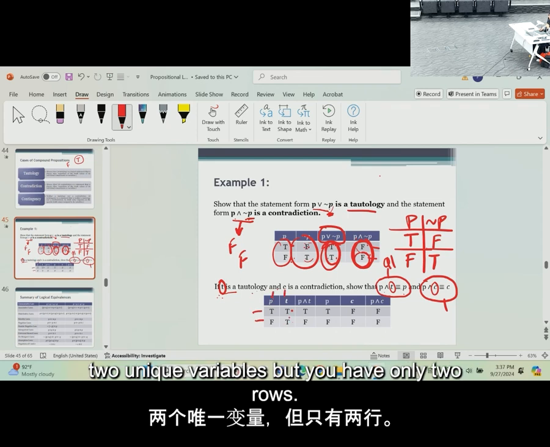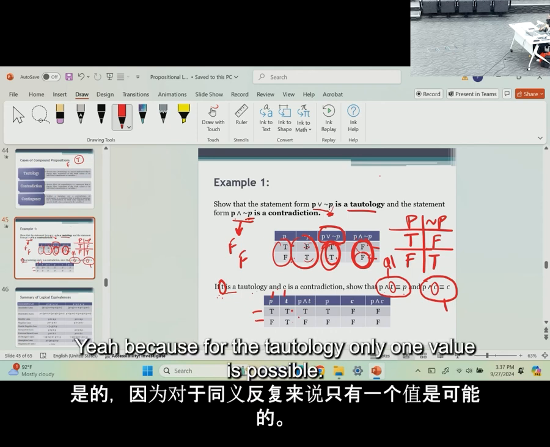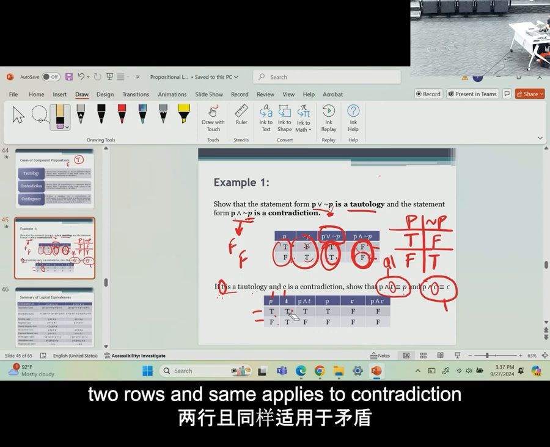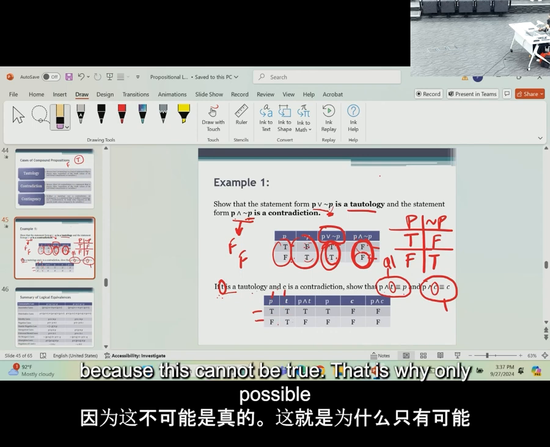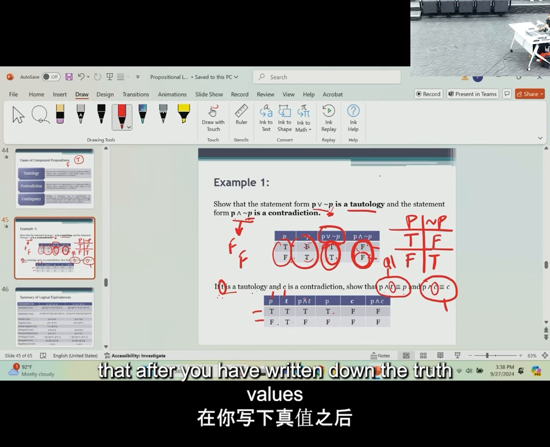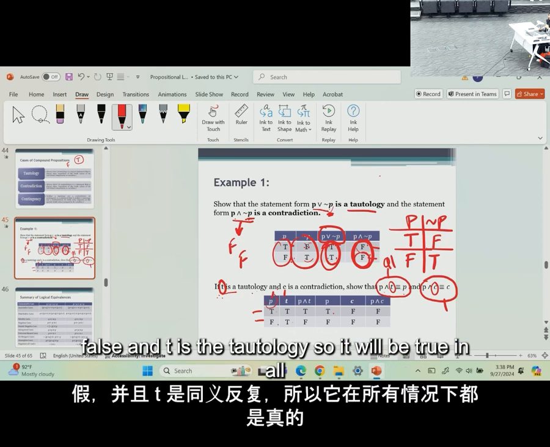That is why you have two unique variables, but you have only two rows. Why is that the case? Yeah, because for the tautology, only one value is possible. So only 2 combinations are possible. Okay, that is why you have 2 rows. And the same applies to contradiction, because this cannot be true. That is why the only possible combinations are these 2. Okay. So after you have written down the truth values, P is the normal statement, so it can be true, it can be false. And T is the tautology, so it will be true in all cases.